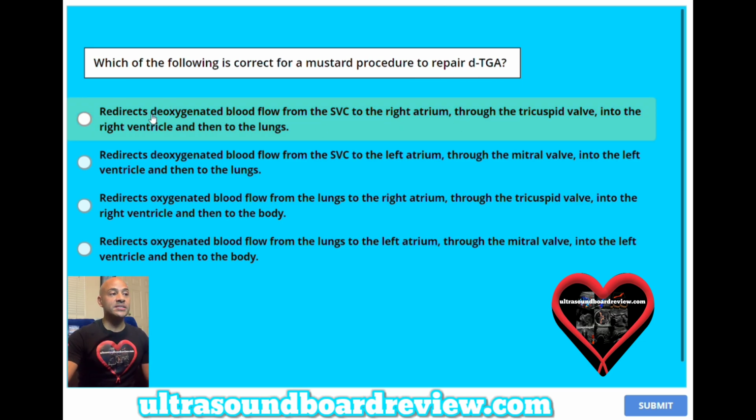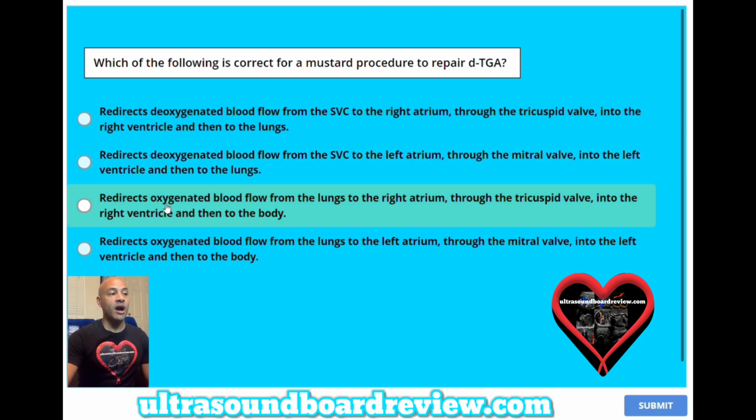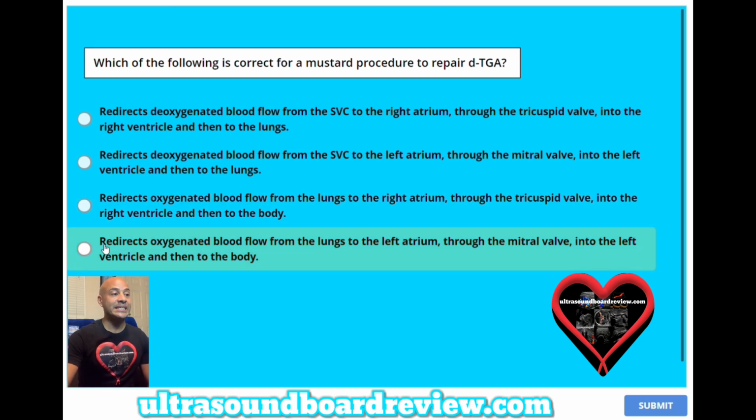A. Redirects deoxygenated blood flow from the SVC to the right atrium through the tricuspid valve into the right ventricle and then to the lungs. B. Redirects deoxygenated blood flow from the SVC to the left atrium through the mitral valve into the left ventricle and then to the lungs. C. Redirects oxygenated blood flow from the lungs to the right atrium through the tricuspid valve into the right ventricle and then to the body. Or is it D. Redirects oxygenated blood flow from the lungs to the left atrium through the mitral valve into the left ventricle and then to the rest of the body?